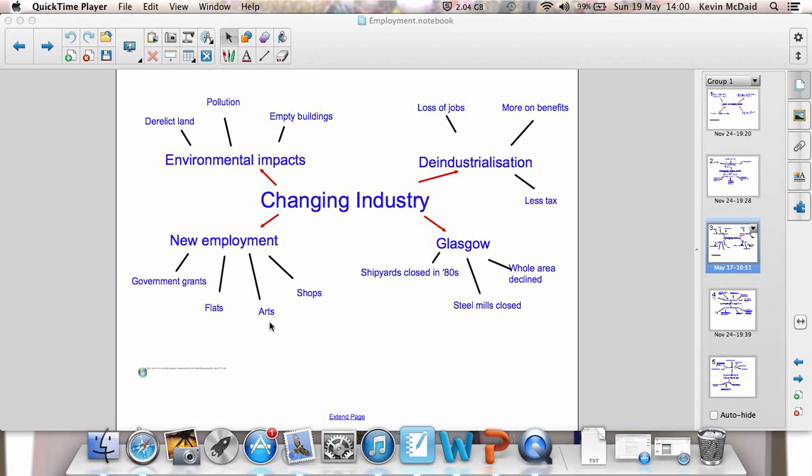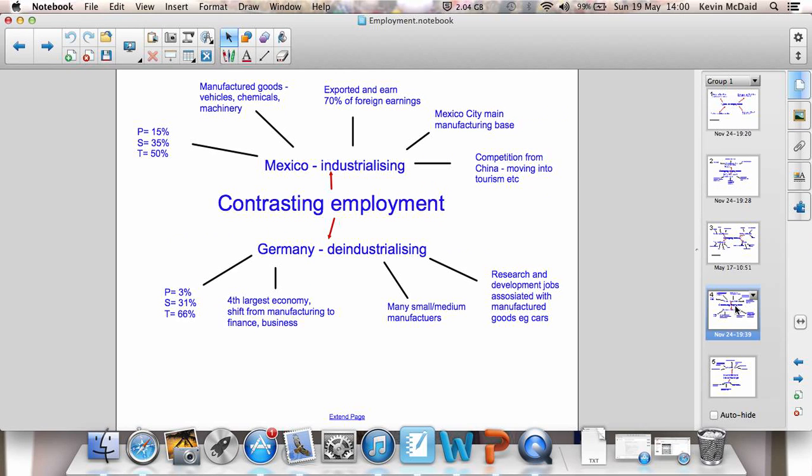Deindustrialization and changing industry has a number of environmental impacts. It leaves buildings empty, it leaves pollution, it leaves land all derelict. And this is what brownfield sites are. Areas of land that used to have things on them that haven't anymore.